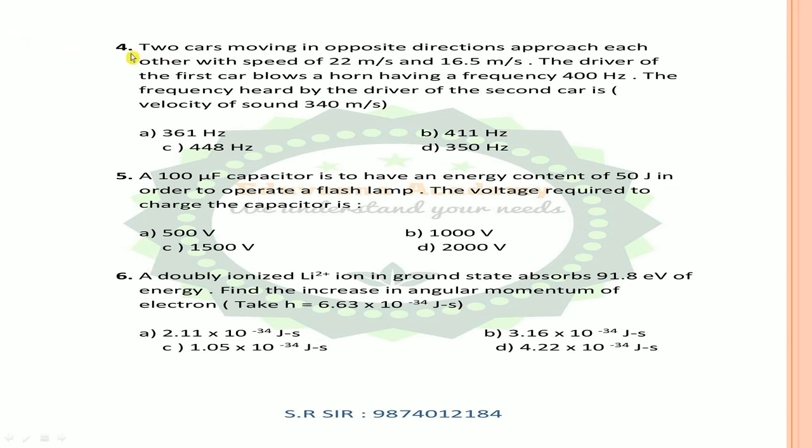So number 4 tells: two cars moving in opposite directions approach each other with speeds of 22 meter per second and 16.5 meter per second. The driver of the first car blows a horn having a frequency of 400 Hz, and the frequency heard by the driver of the second car is asked, where the velocity of sound is 340 meter per second. This is the standard value.